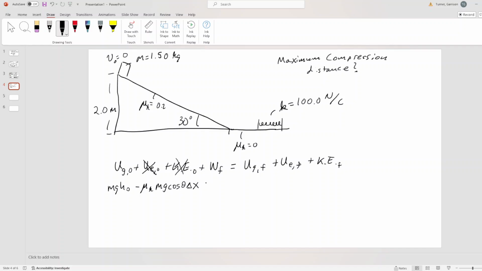All right. First things first, U grav final is 0 since we're at the bottom. At the point of maximum compression, this is when the spring brings the mass to rest. So at the point of maximum compression, there is no kinetic energy left. And I will have my elastic spring energy left over. So this is going to be 1/2 k times x squared. The delta x here is the distance down the ramp, and the x here is the distance the spring has been compressed.